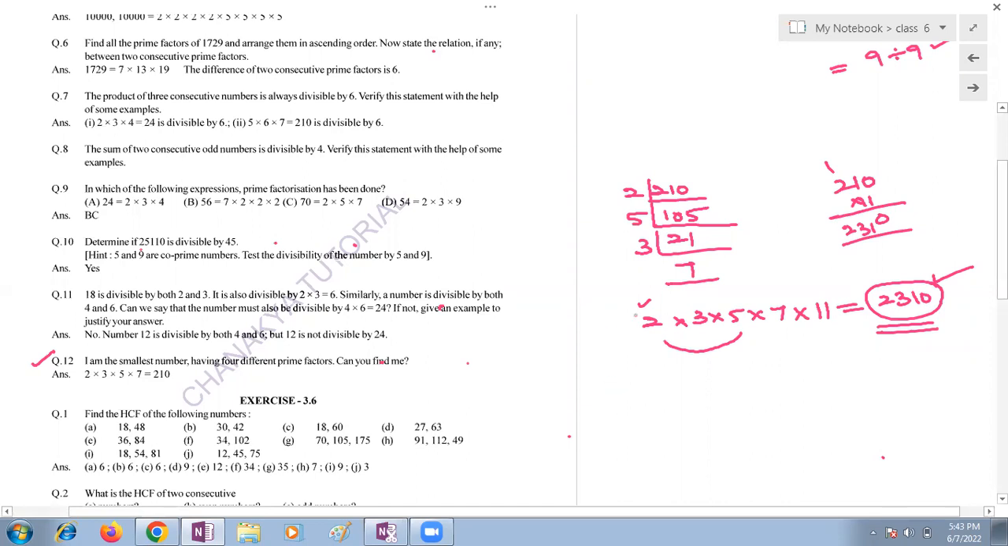Ma'am, what if the question is like, I am the largest number having four different prime factors? Then infinite numbers are there, so we cannot find it. Do you know what is the largest prime number? The largest prime number we can't find, ma'am. But further, if they are telling the largest 4-digit number, we can find it.